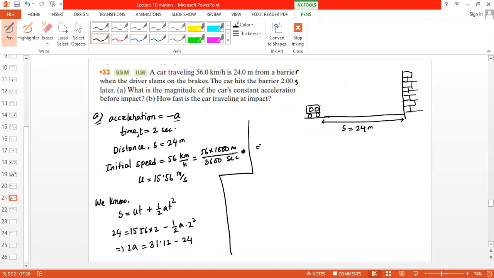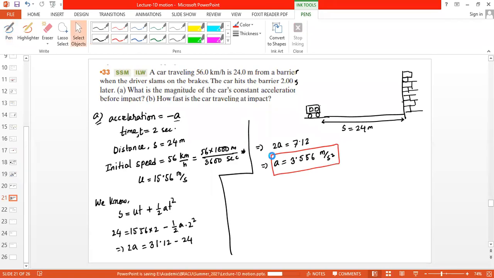So this gives me twice a equal to what? 7.12, right? That means a equal to 7.12 divided by 2, that is 3.556 meter per second square. So this is the value of negative acceleration that the driver is applying.